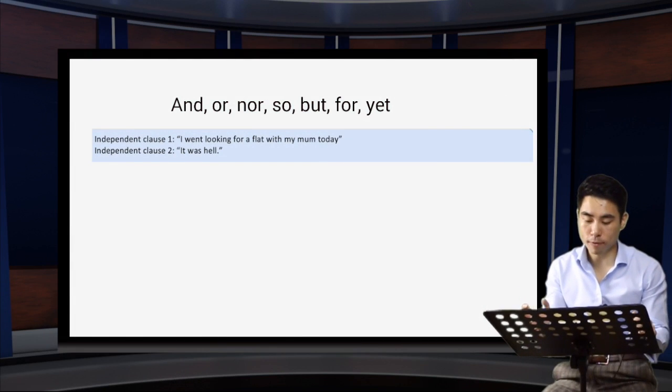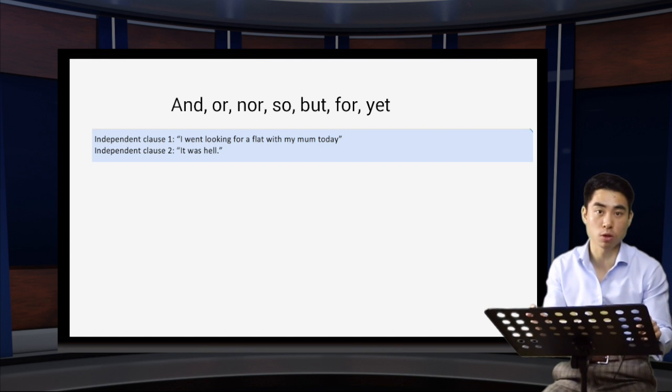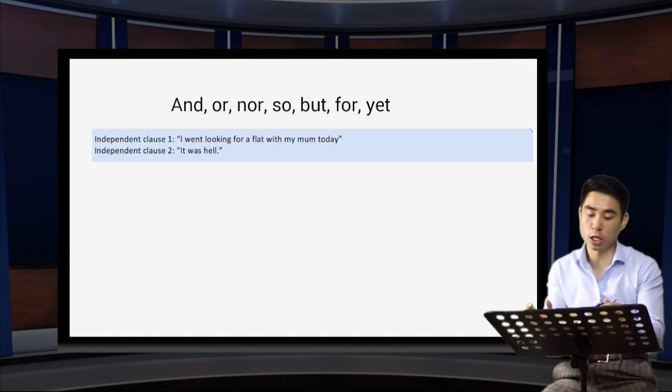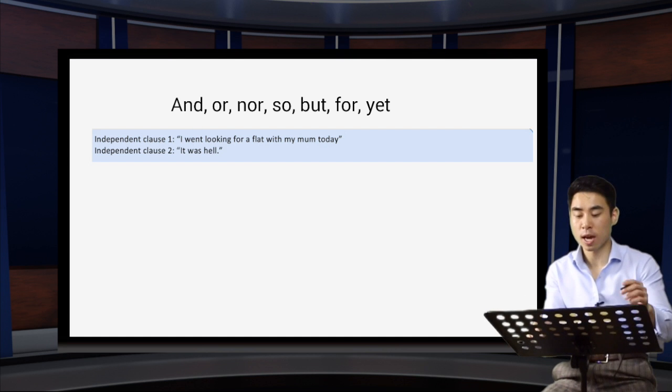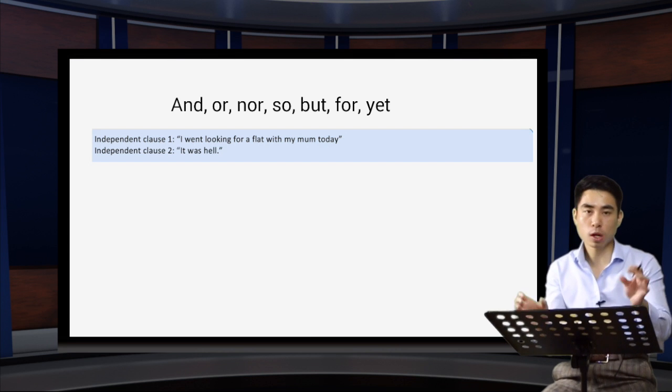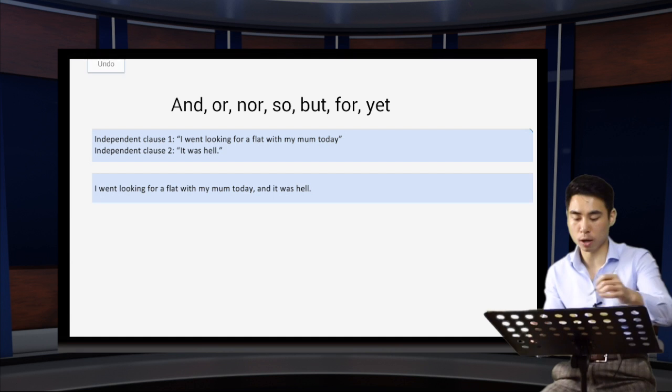Number 1, I went looking for a flat with my mum today. Independent clause 1. Independent clause 2, it was hell. So just remember, these are both independent clauses because they can stand alone as self-contained sentences, and they do both make sense in isolation. What happens when I stick the 2 together with a coordinating conjunction in between? How do I punctuate this?